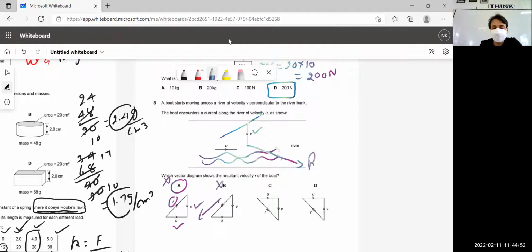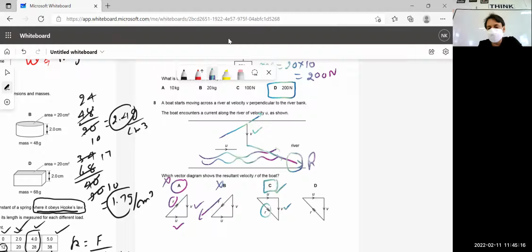That is also wrong. In option C, I can see that U is here, V is here, and two vectors acting on two sides of a triangle, then the third side will give the resultant opposite to the order of the other two vectors. Then I can see this resultant R is as per my prediction. So option C is the right answer.